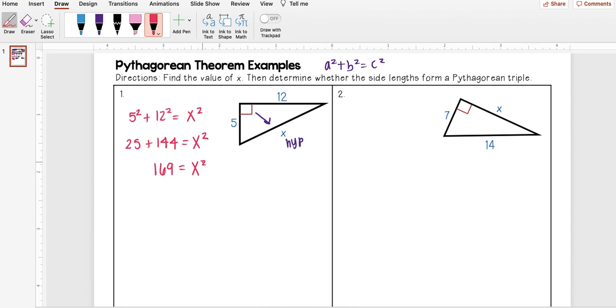And then to get rid of that square on my x, I need to take the square root on both sides. So I'm going to square root each side. And when you take the square root of 169, you should get 13.